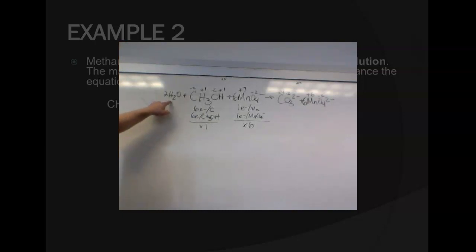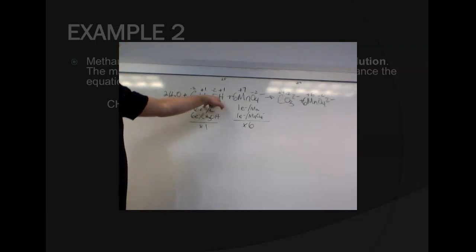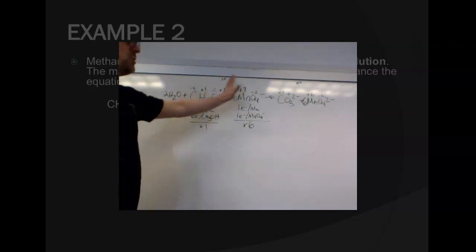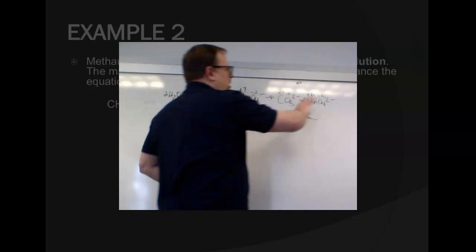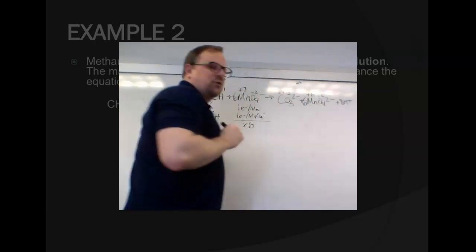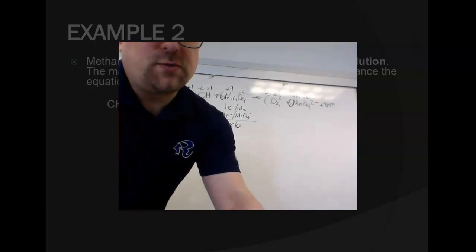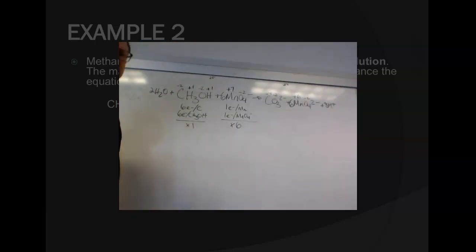There are 4 hydrogens here plus another 4 in this molecule, giving us a total of 8 hydrogens on the reactant side. On the product side, there's no hydrogens. So I'm going to add 8 hydrogens to the reactant side. Shift the camera a little bit so we have a little more room on that one side.